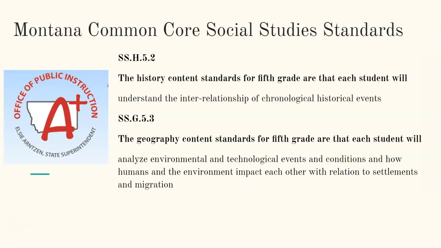How does personally relevant history fit into Montana Common Core social studies standards? When looking at the 5th grade requirements for the activities that the students will do, their research on personally relevant history will meet for sure these 2 standards, if not more. The history content standards for 5th grade are that each student will understand the interrelationship of chronological historical events, and the geography content standards for 5th grade are that each student will analyze environmental and technological events and conditions, and how humans and the environment impact each other with relation to settlements and migration.